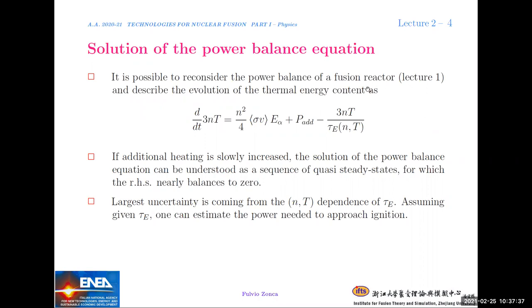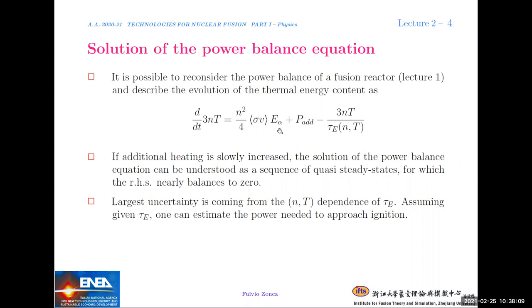So what we can do is reconsider the power balance of a fusion reactor, describing the evolution of the thermal energy content. You see that now we have this time derivative on the left-hand side, which is the derivative of the energy density content of the plasma. And T, again, is given in energy units. So N times T is energy density.